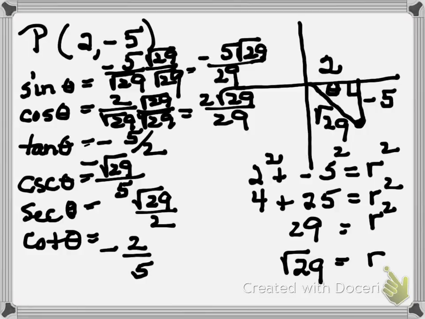So you have to first find the radius of the circle and then define them as sine is y over r, cosine x over r, tangent y over x, and then the reciprocals. And rationalize.